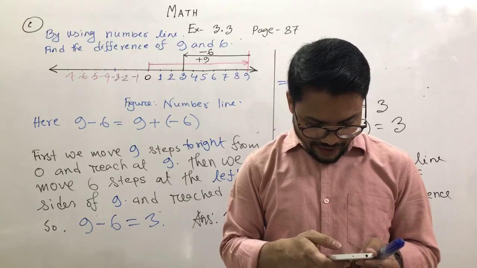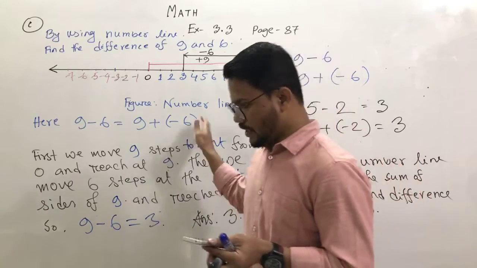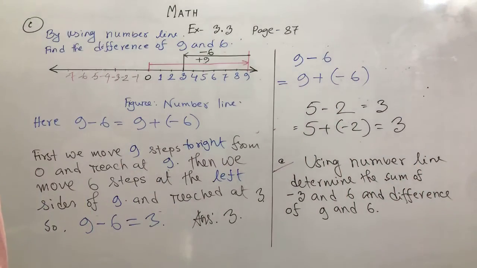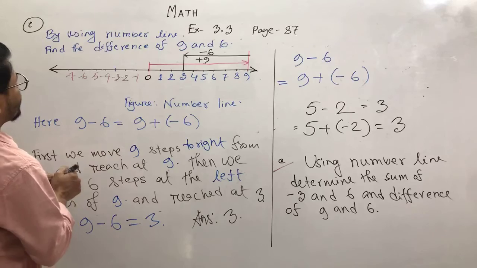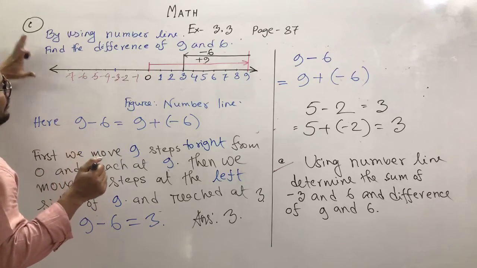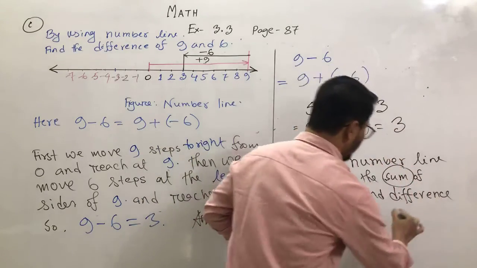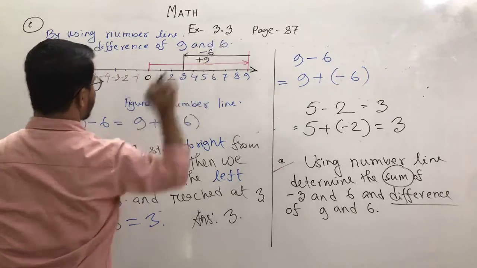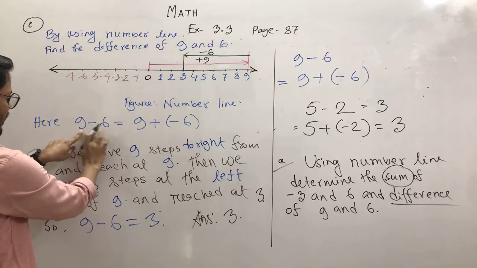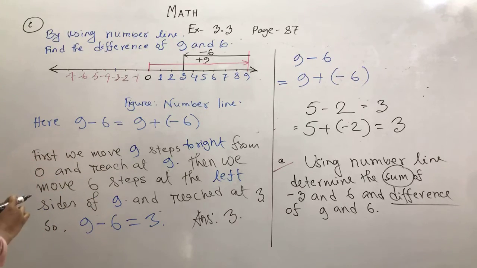Sir, I didn't understand. Sir, which one did you not understand, the first one or the second one? Okay, I want to discuss first. Give attention properly. This is the second part of the question. The first part, addition, the sum, is already done. Now we are doing the difference. The difference of 9 and 6 is basically 9 minus 6. We all know this will be 3.